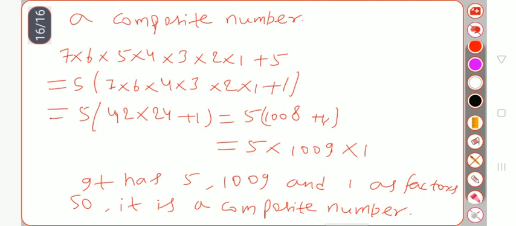So we have explained exercise 1.2, finding LCM and HCF by the prime factorization method and verifying LCM into HCF equal to product of two numbers.